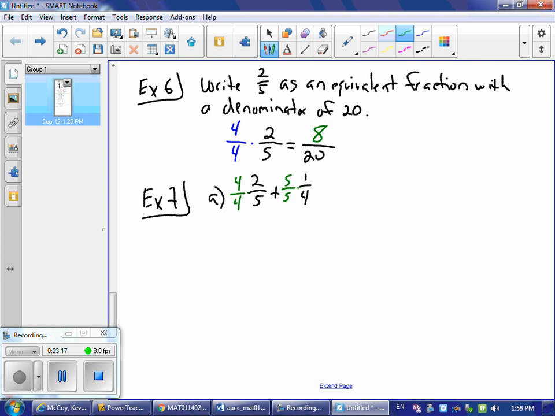Now, multiplying straight across the top and straight across the bottom is going to give us 8 over 20 plus 5 over 20. Now we have everything cut into equal pieces of 20, so we can add them because it says that I have 8 out of my 20 pieces plus 5 more out of my 20 pieces. That means I have a total of 13 out of my 20 pieces. So 2/5 plus 1/4 is the same as 13/20.